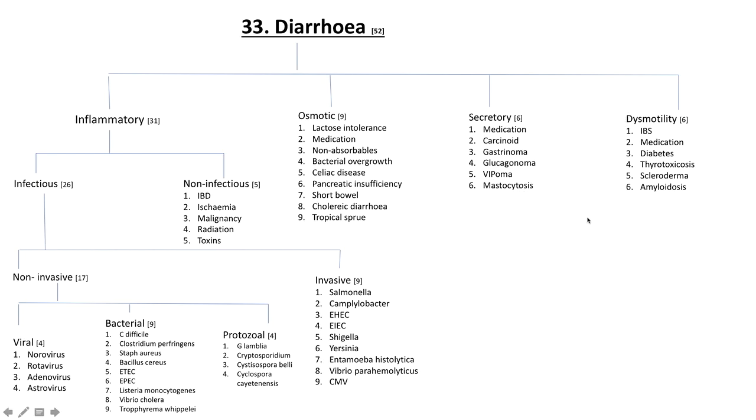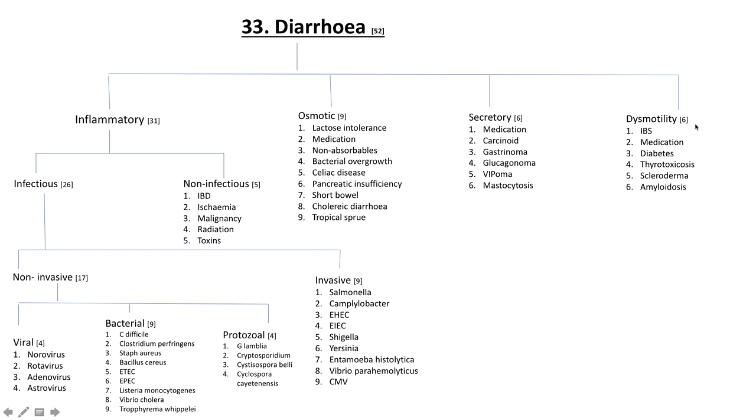Then that which is diarrhea associated with dysmotility. Here we look at irritable bowel syndrome. We look at the Rome criteria at that. Medications, diabetes, known for causing diabetic gastroparesis, and watch out for that. Thyrotoxicosis, classically associated with diarrhea as well. Scleroderma, and the reason why you get diarrhea in scleroderma is because of small bowel intestinal overgrowth. Okay, that's the main reason you get diarrhea in scleroderma. And amyloidosis, don't forget.